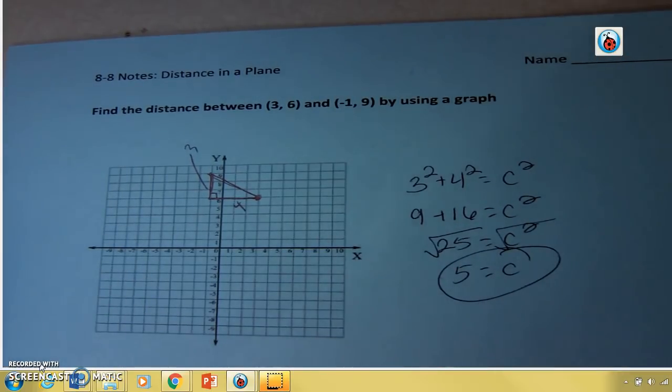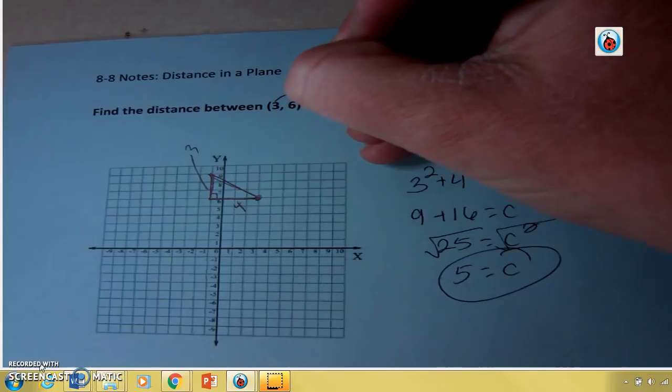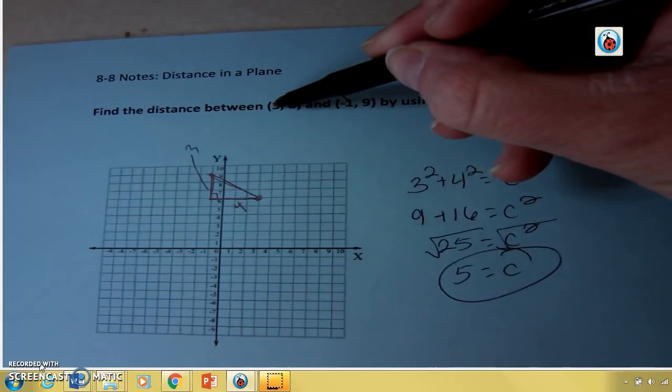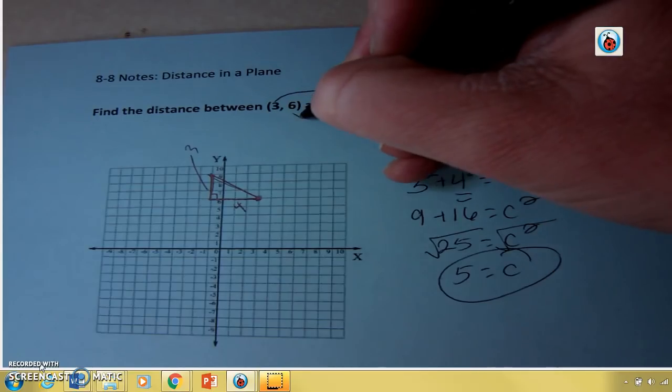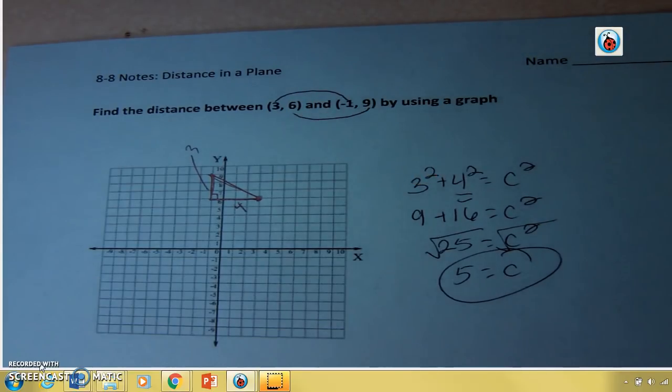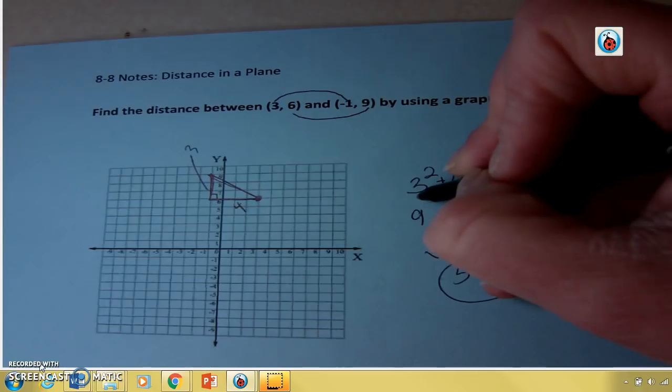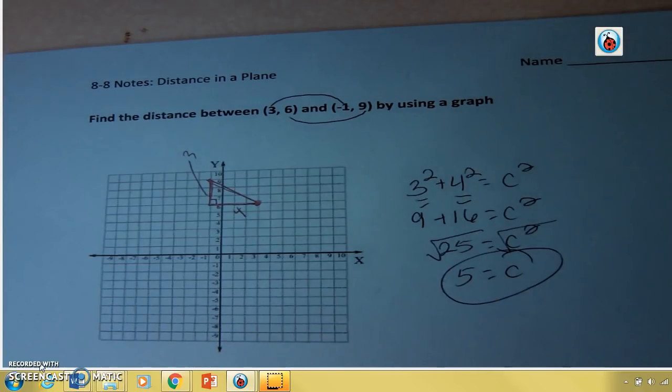Square root both sides, so that side length is 5. Now, if you're like me, I hate having to graph. I don't always have graph paper. So there's a cheating way to do this without graphing. All you really have to say is how far apart are the x's. How far apart is 3 and -1? They're 4 away from each other. And how far apart are their y's? 6 and 9 are 3 away, and those will always be your side lengths in Pythagoras' theorem, or the legs, and then I can find the hypotenuse.